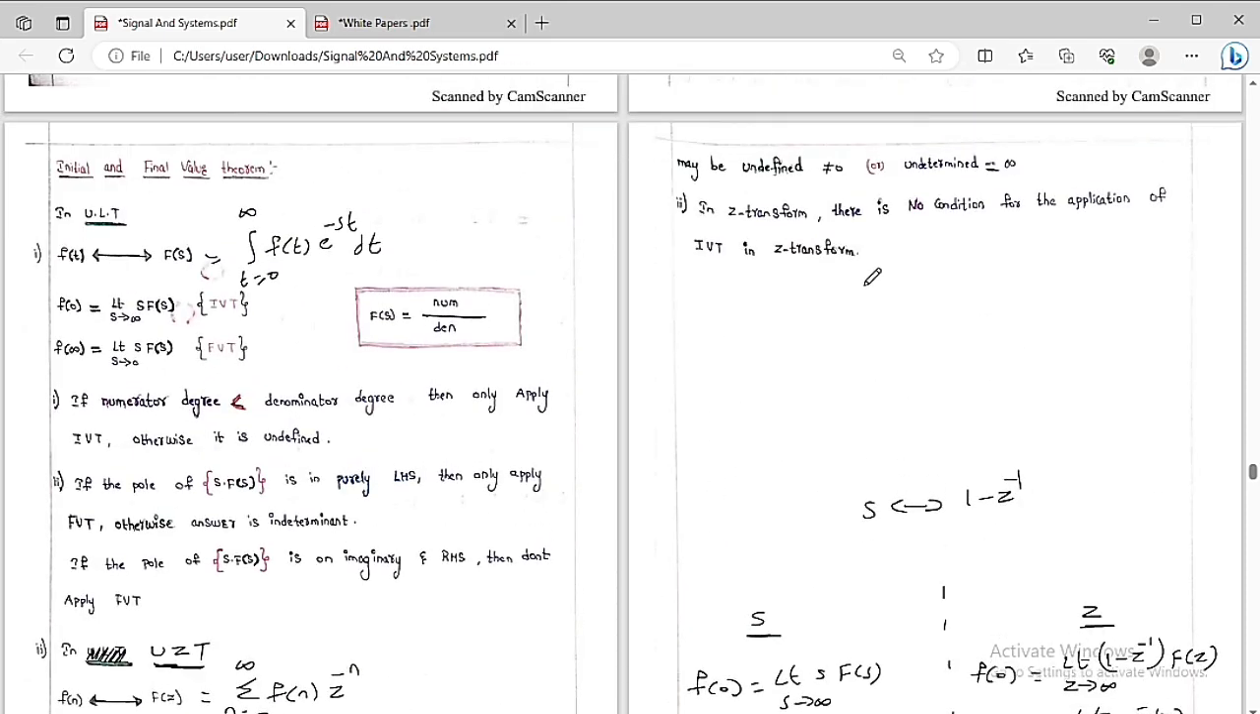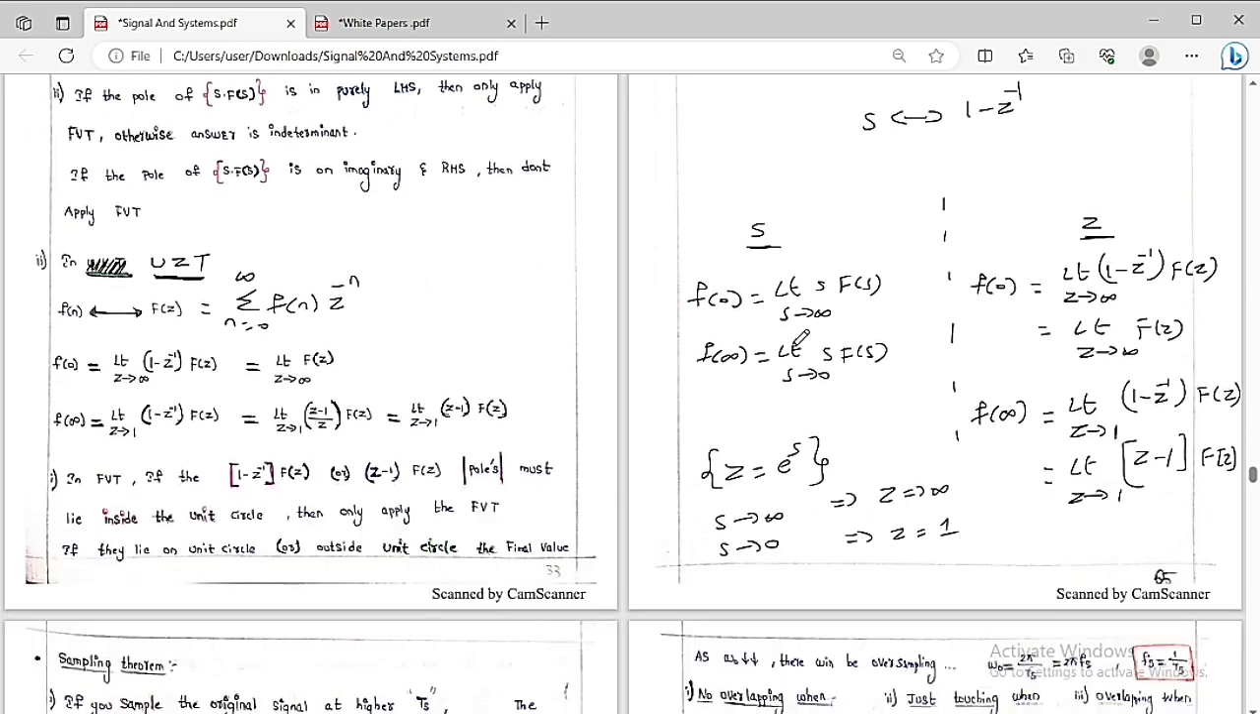In the z transform, there is no condition for the application of the initial value theorem. Directly you can apply it. You don't need to check anything. Just directly apply this one. But while applying the final value theorem, you have to check a condition. So whenever you are going to apply the initial value theorem, there is no need of checking any condition. Directly apply the formula.